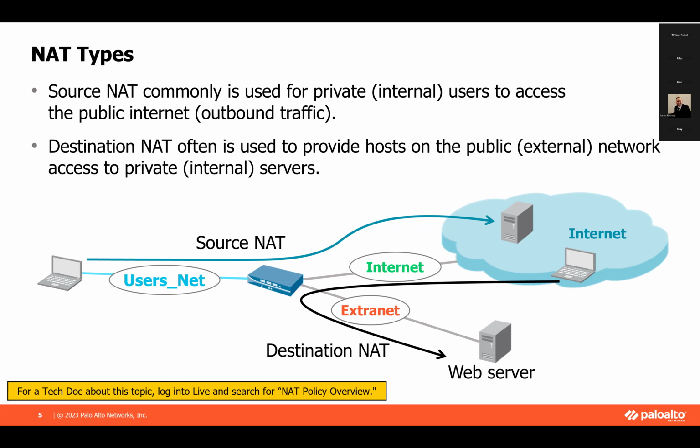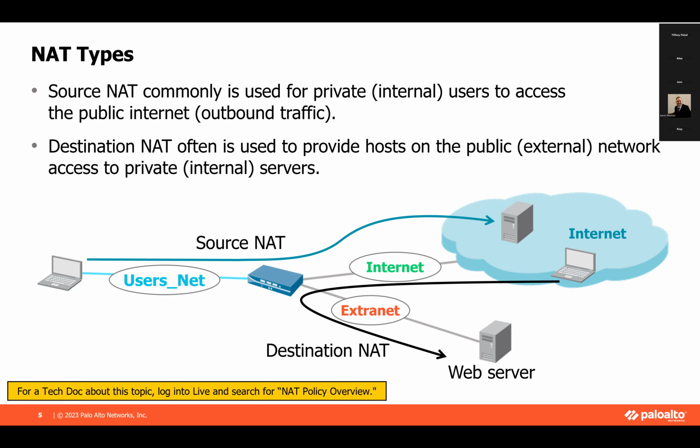We're going to do source NAT, which is commonly used for private or internal users to access the public internet, aka outbound traffic. This is what you guys normally do at your home, right? So your router has a public IP address. You guys go from that public to your private network, the 192.168.1.x by default on most devices. And that allows you to have multiple inside devices get access to the internet, right?